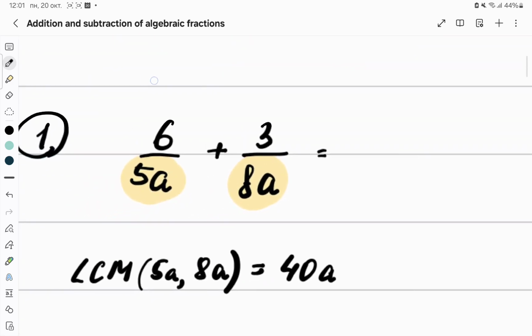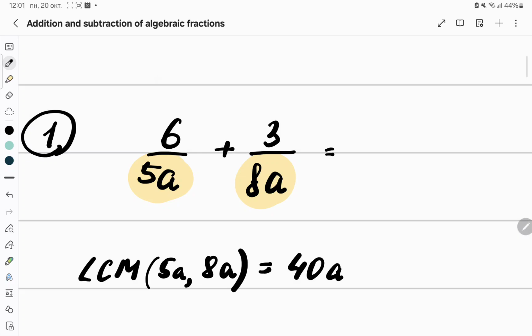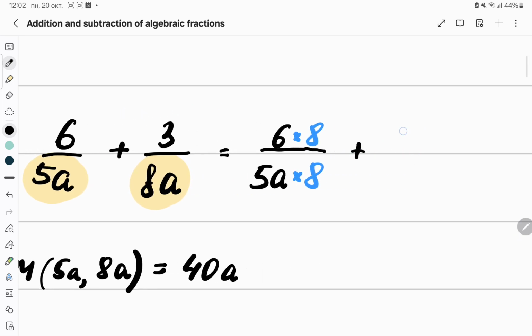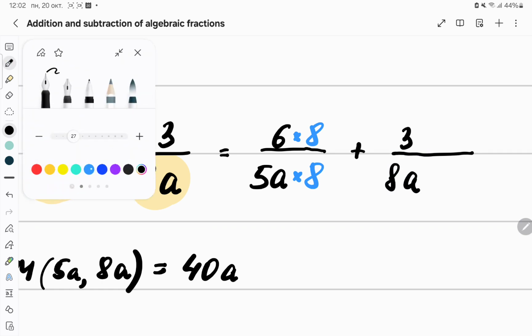Let's consider an example. So we have 6 over 5a plus 3 over 8a. Here the denominators are not common. That's why we have to find the lowest common multiple of 5a and 8a. So for the first fraction, we multiply by 8 to make it 40, right? So we are multiplying by 8 both numerator and denominator. And the second fraction as well. Similarly, the second fraction should be multiplied by 5. So let's multiply by 5.